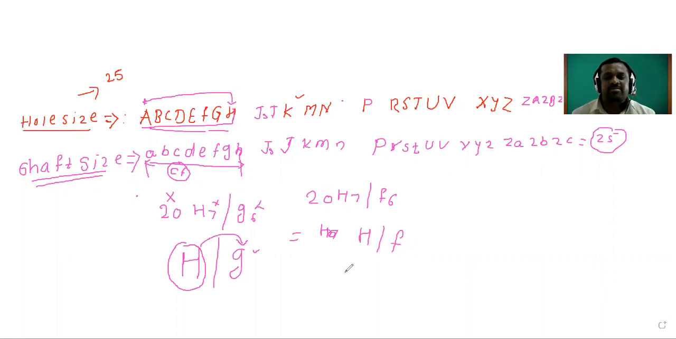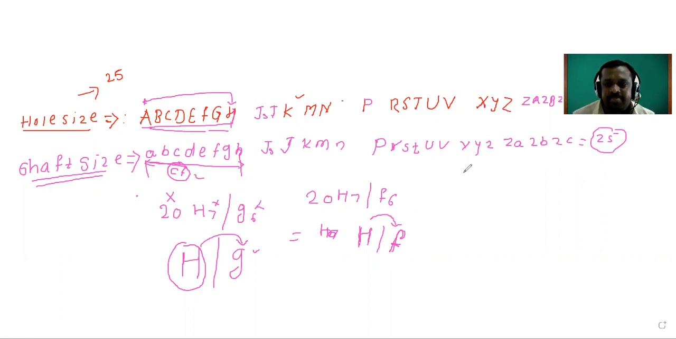And then how to identify the fit? Here the capital letter is H and that capital letter H lies between A to H. If the initial capital letter is within the limit of A to H, then to identify the fit we have to go to this side and check this side letter. What is this letter? f. If this small letter is in between a to h, then it is the clearance fit.